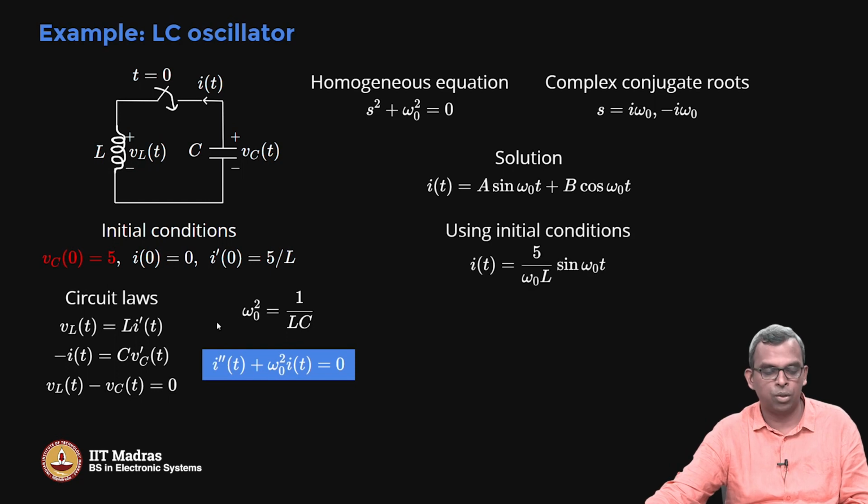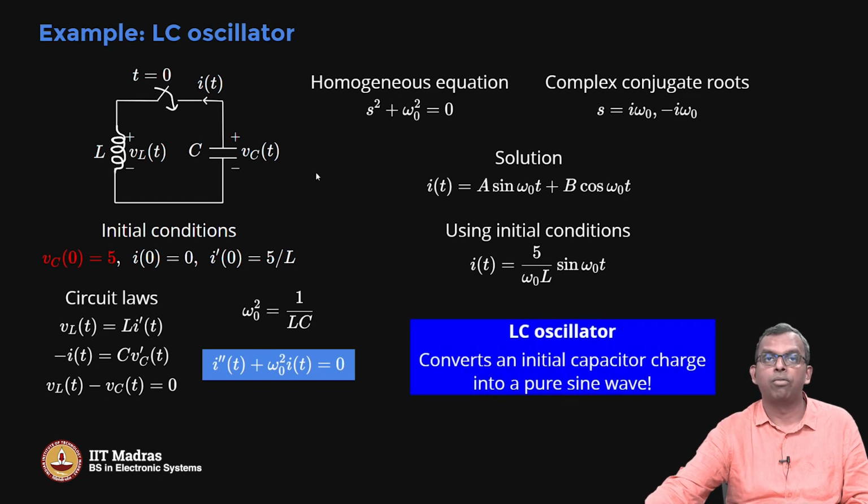In particular, if you use the initial conditions, you get i of t to be 5 by omega naught L sine omega naught t. Okay, so here is the magic of this LC circuit. You charged up the capacitor, kept it in open circuit and connected one inductor across it, and then closed the circuit, you get a sine wave. Okay, so that's why it's called an oscillator.